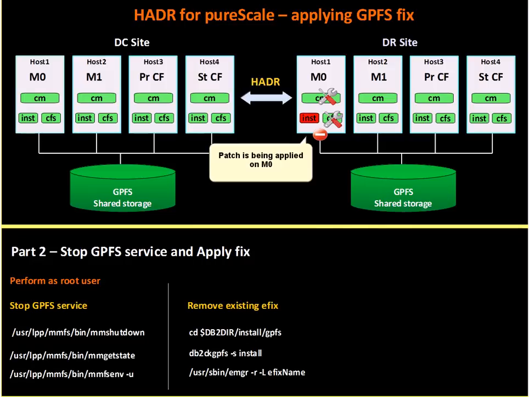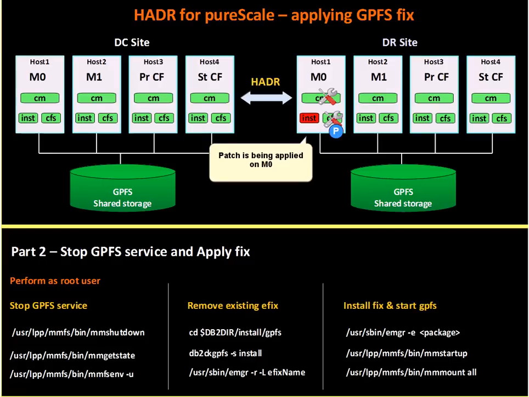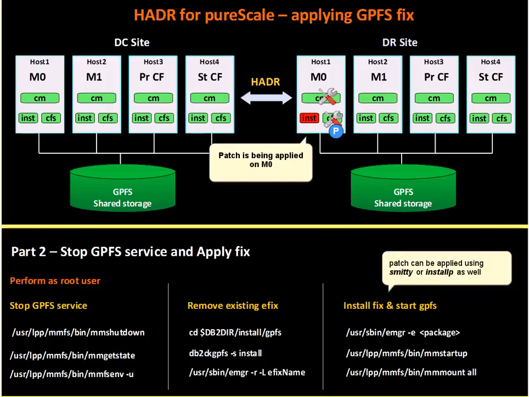Remove if there is any existing patch on this host. db2ck GPFS command can be used to find out if there is any patch for GPFS already installed on this host. It is available under DB2's installation directory. Then apply the patch using emgr command. Once the patch is applied, you can start the GPFS service and mount the GPFS file systems on this particular node.